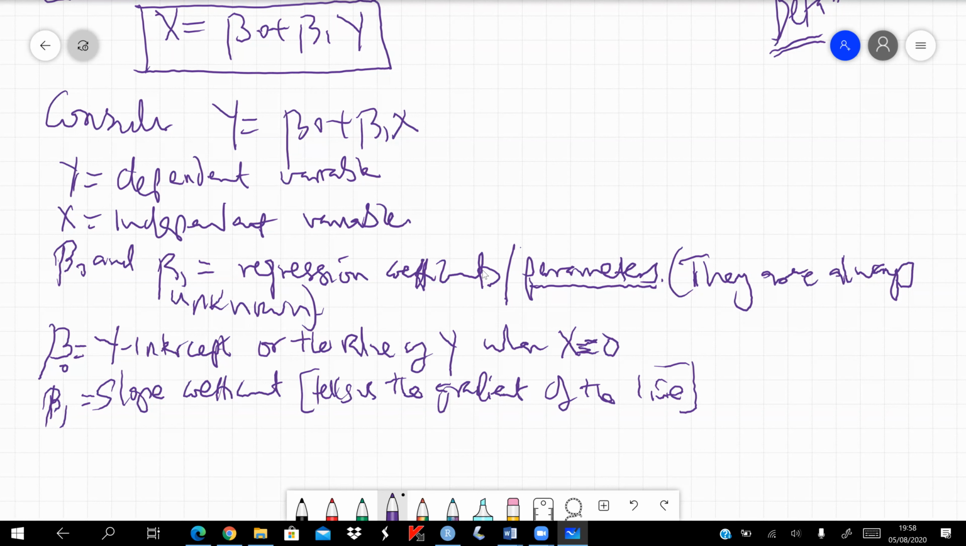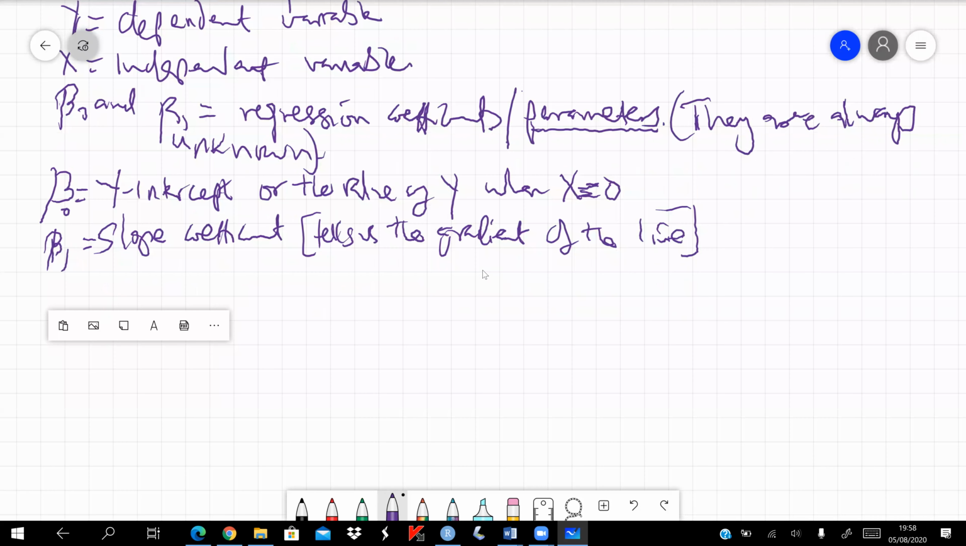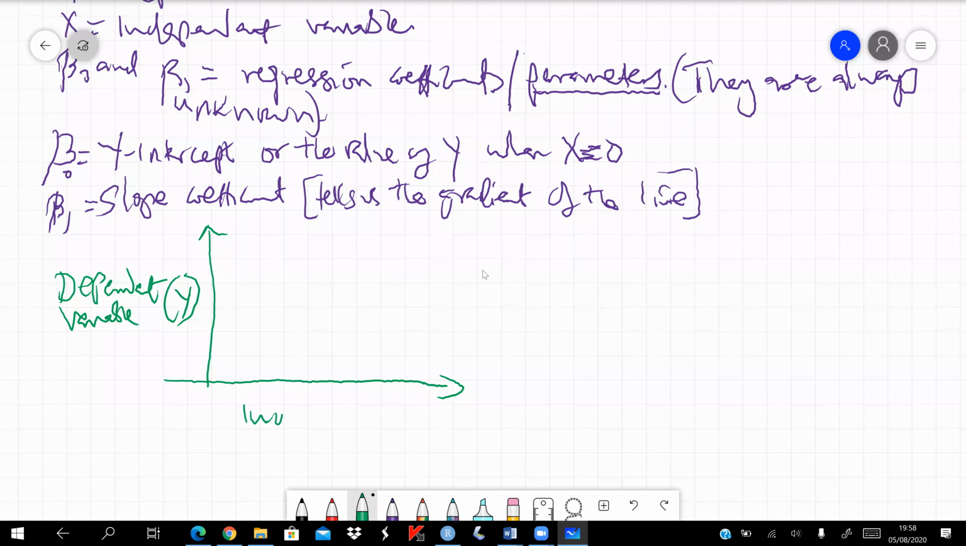So when you are performing regression analysis, the natural starting point is a scatter plot. Just like we saw in the case of correlation analysis, a good starting point will always be a scatter plot. And for regression, you cannot switch the position of y and x. So the dependent variable is always on the vertical axis, this is your y. The independent variable will be on the x-axis.